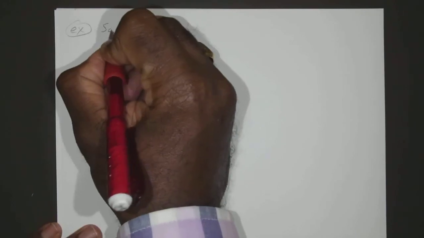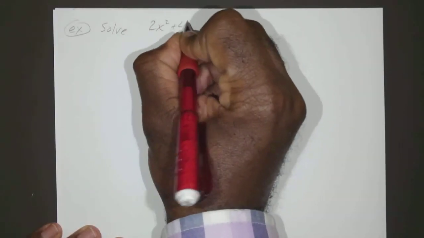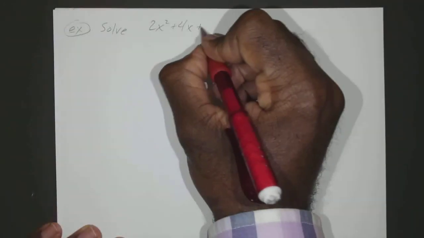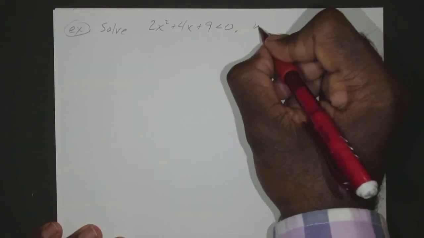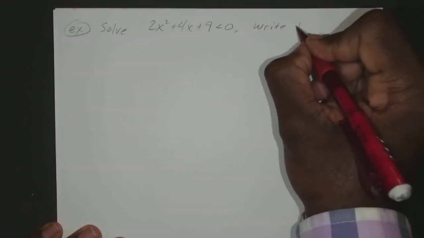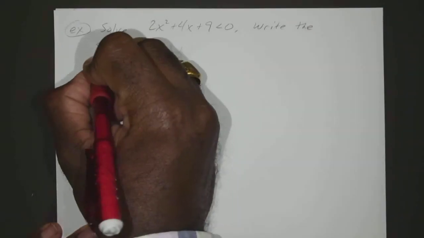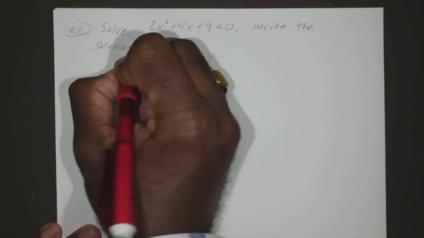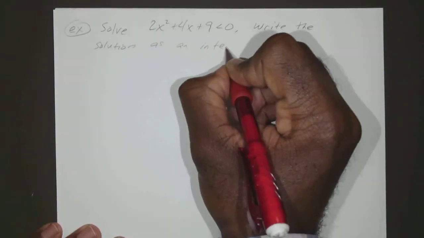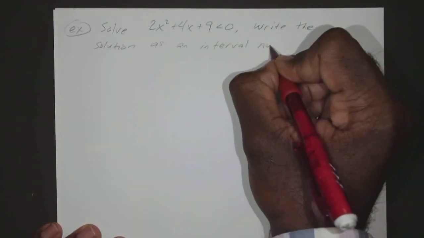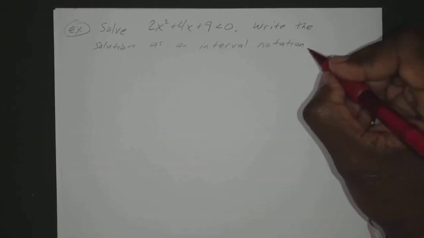So what if we wanted to solve 2x squared plus 4x plus 9 is less than 0, and write the solution as an interval notation. Which is what we've been doing anyway, but it's actually in the directions.